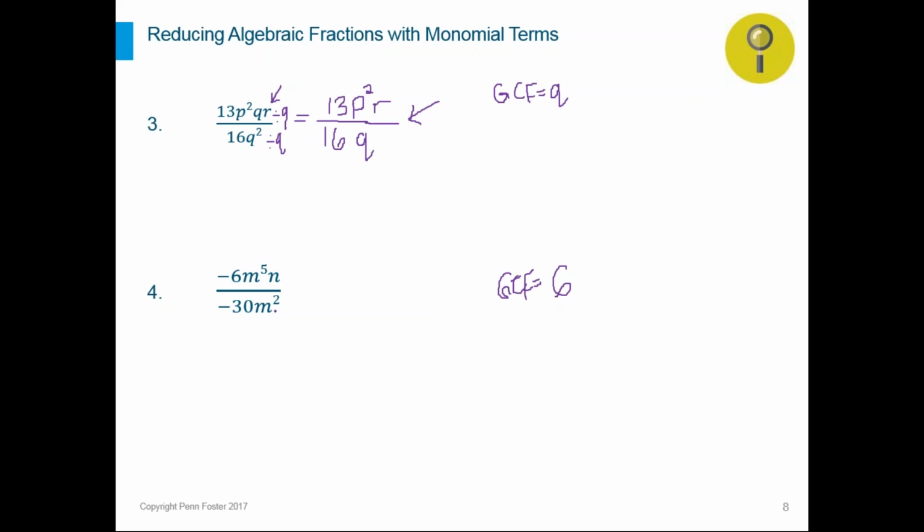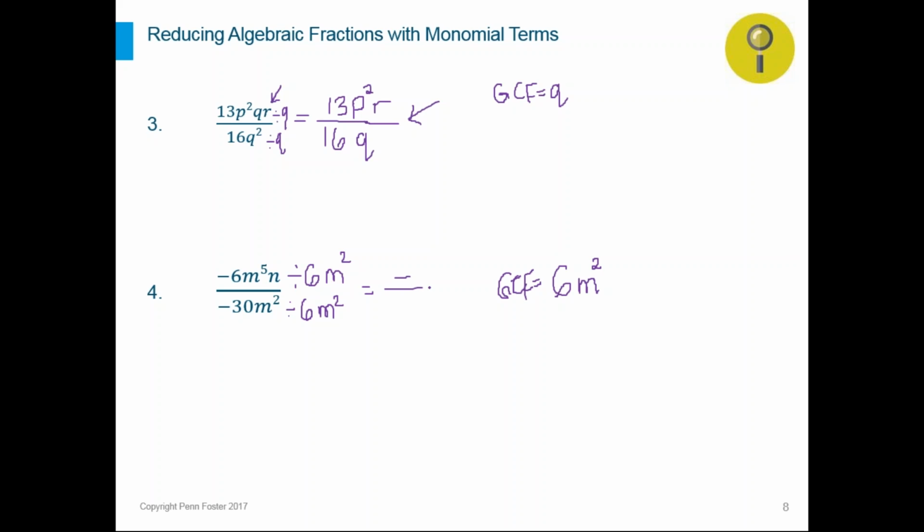And also I see m and m, but I'm going to choose the one with the least exponent. N does not appear on both, so n is not common at all. So I'm going to divide over 6m squared. Now, negative 6 over positive 6 should give you a negative answer. So it's a negative 1.